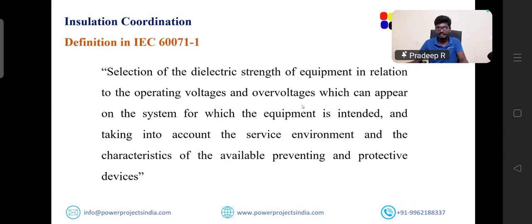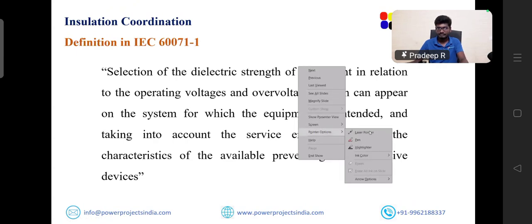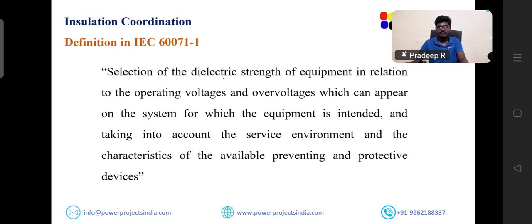So selection of the dielectric strength of the equipment in relation to the operating voltages and over voltages which can appear on the system. These operating voltages and over voltages can be switching, lightning, which can be internal and external as well. When the equipment is subjected to these types of over voltages, it must withstand. It should not get faulted or destroyed immediately.